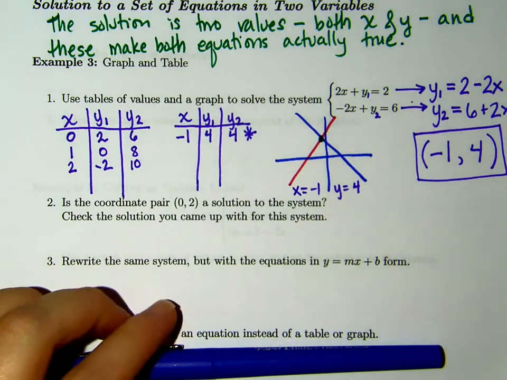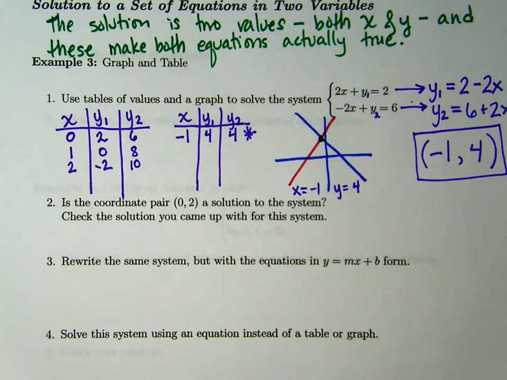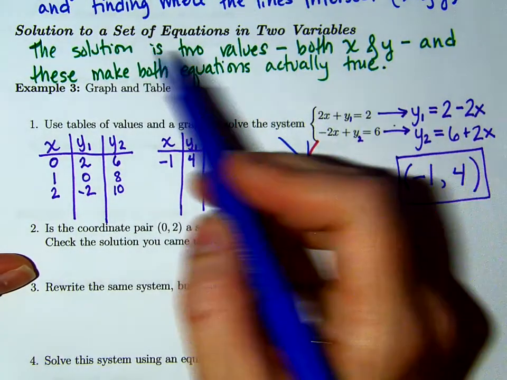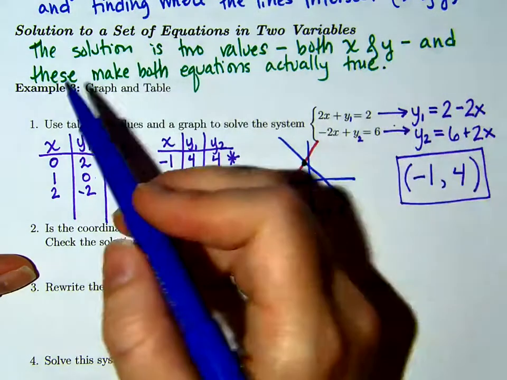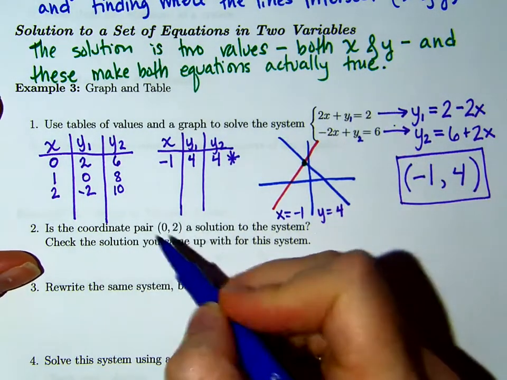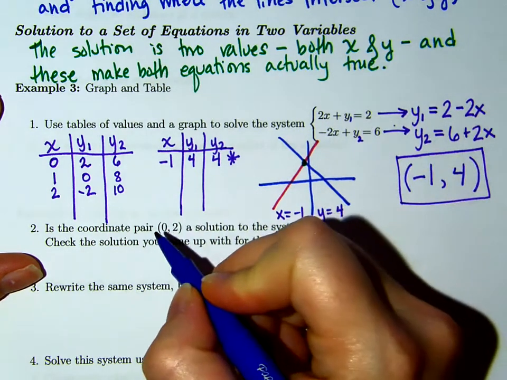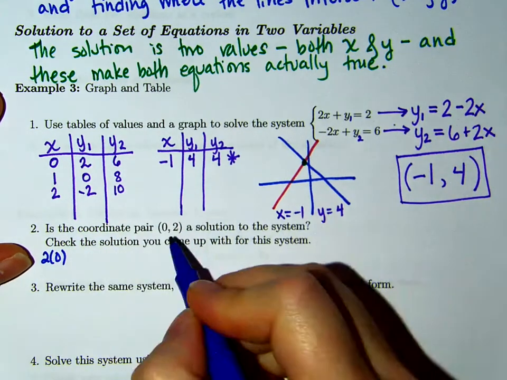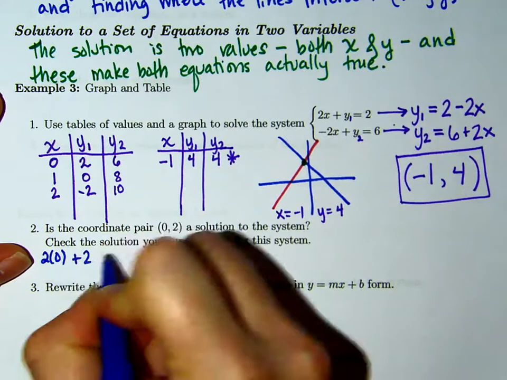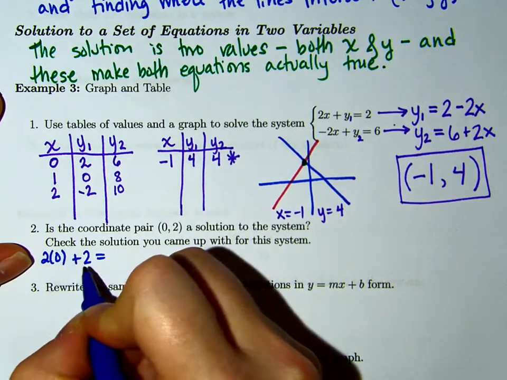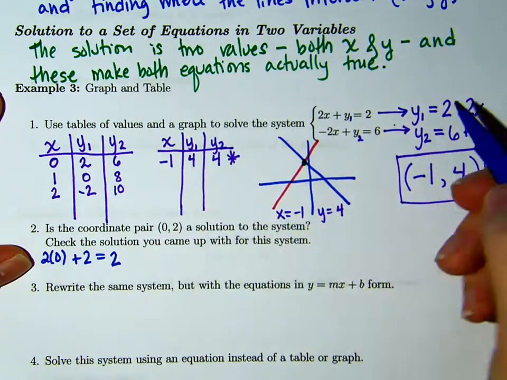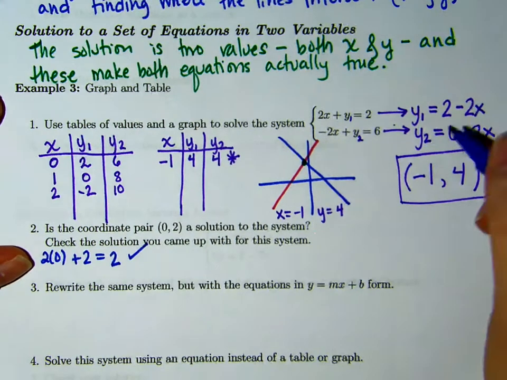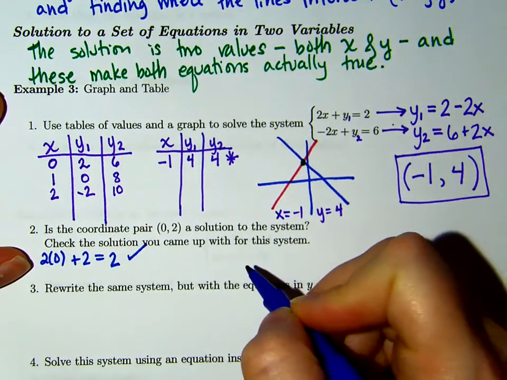Okay. Is the coordinate pair 0, 2 a solution to this system? Well, a solution to the system is the two values, the x and the y, that make both equations actually true. Okay, so let's test that out. If we put 0 in for the first equation, so put 0 where the x is and put 2 where the y is, well, 2 times 0 is 0, plus 2 makes 2. And does that satisfy the equation? Yes. So it really is true. And now we'll check the second one.